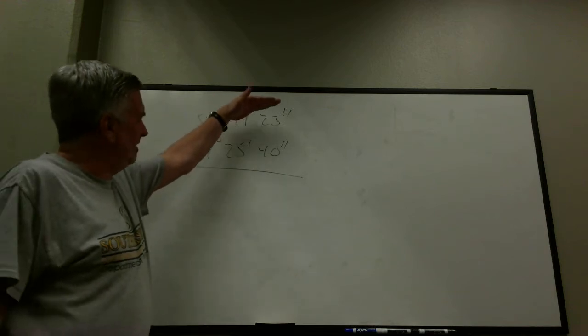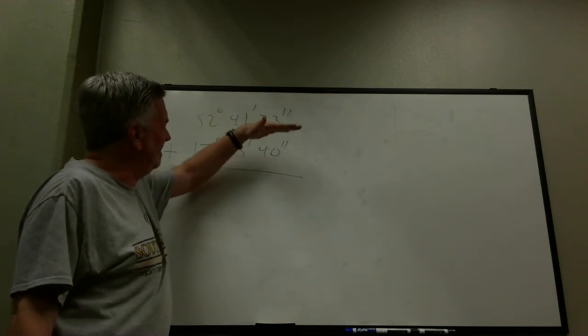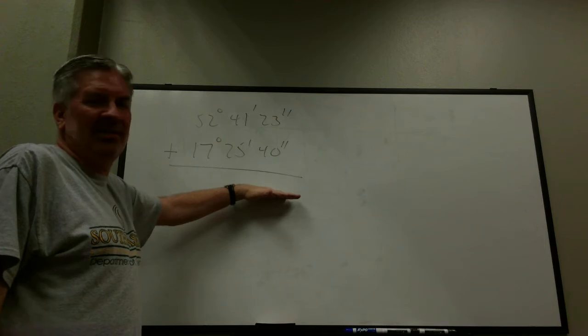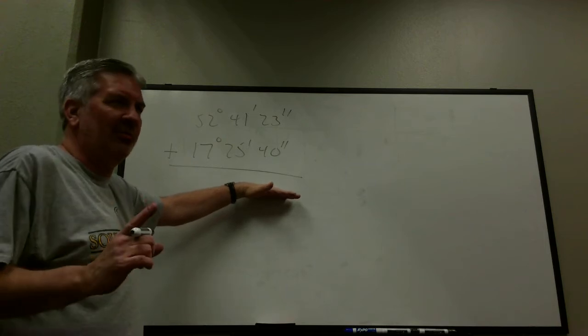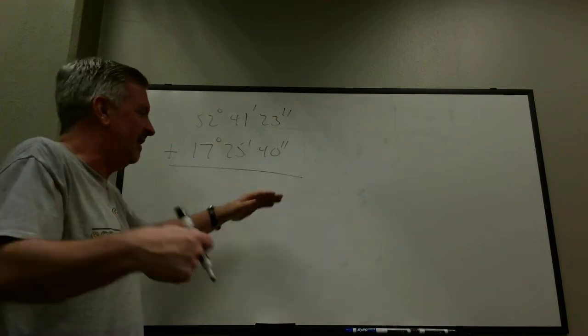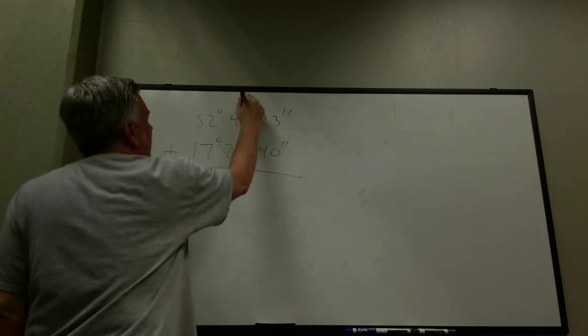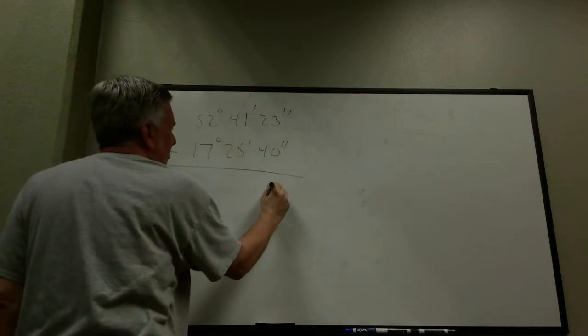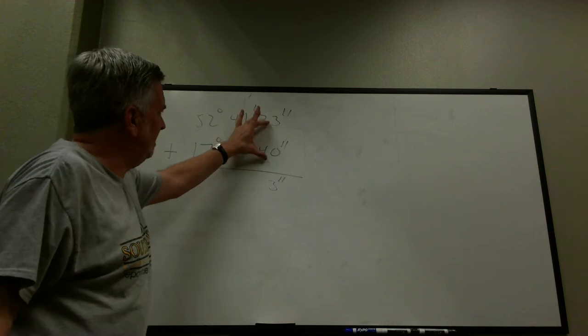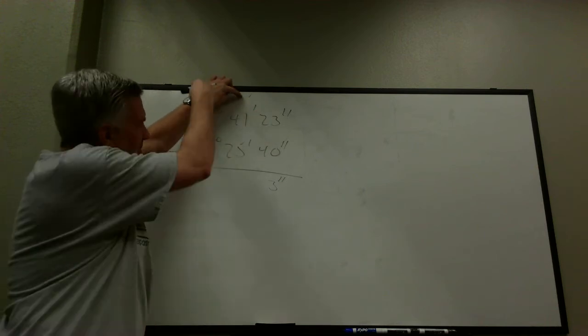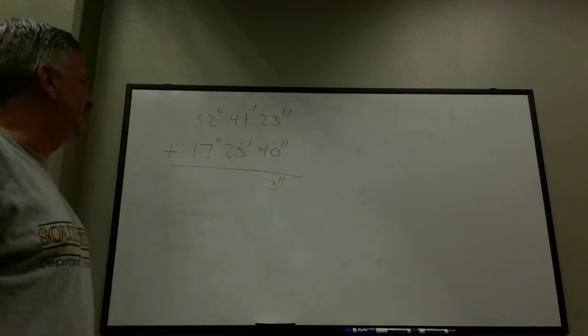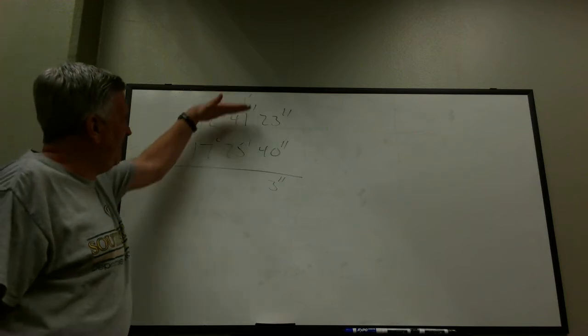So let's add the seconds. 23 seconds and 40 seconds is 63 seconds. But what's 63 seconds? I've gone over 60, so that's 1 minute that I'm going to carry and 3 seconds. So 63 seconds is 1 minute and 3 extra seconds. Okay, now let's add the minutes down.